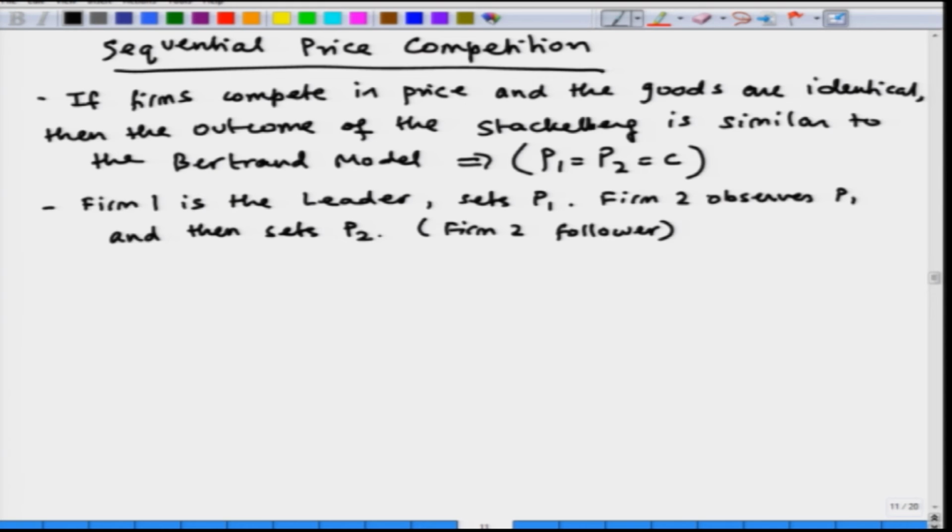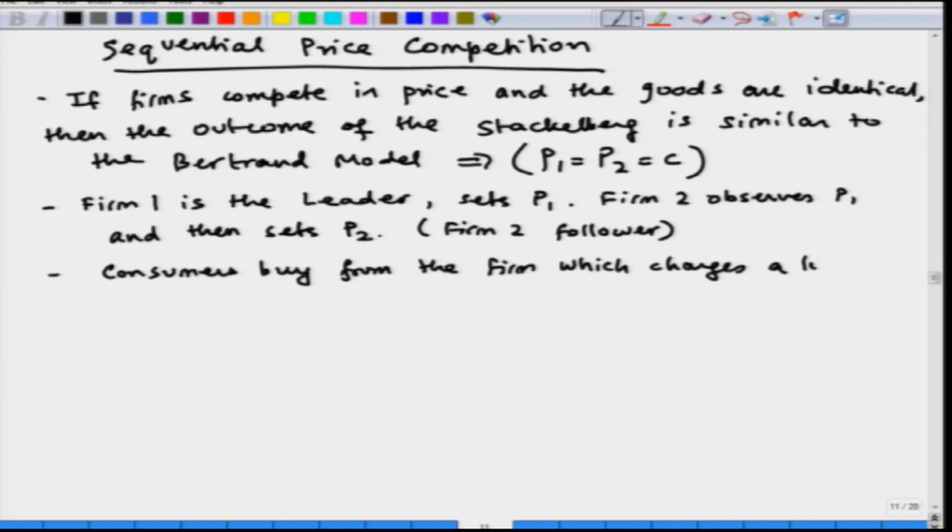Other features of the Bertrand model are identical, which is that consumers will always buy the product from the firm which charges the lower price. Firms have no capacity constraints, that is, if one firm charges a lower price than the other firm, it gets the entire market demand and it has enough capacity to meet the entire market demand. And if both the firms set identical prices, they essentially split the market, right. So, consumers buy from the firm which charges a lower price, and we will assume that there are no capacity constraints.